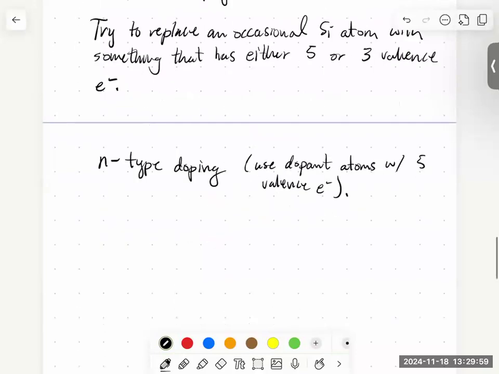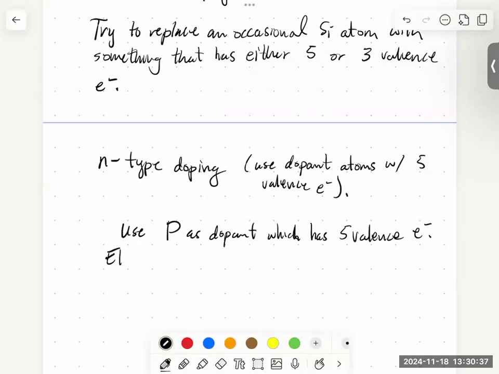Okay, so in a practical sense, we can use phosphorus. I think it's element number 15. So it's right next to silicon in the periodic table. So if silicon has 14 electrons, phosphorus has 15, 5 in the valence shell. Dopant, which has 5 valence electrons.